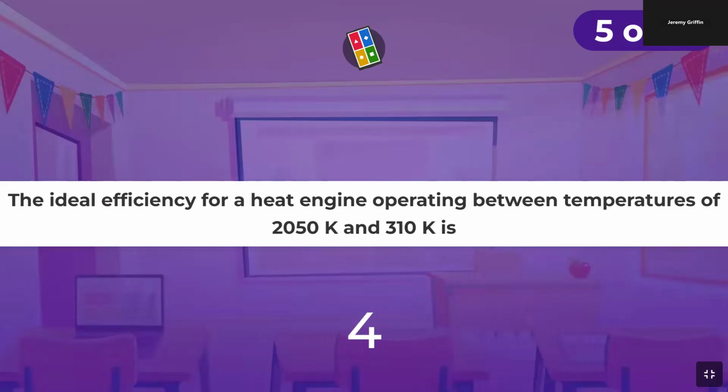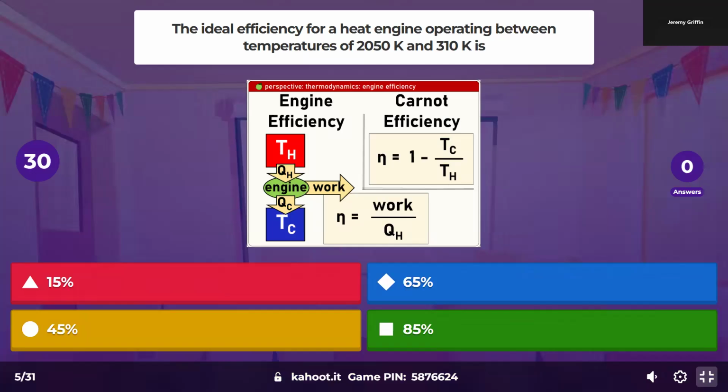Ideal efficiency for a heat engine operating between those temperatures. Notice I gave you Kelvin temperatures, which is really nice. Guys, look at this ideal efficiency formula right here: 1 minus TC over TH. So can you guys in your calculator do 1 minus 310 over 2050? Go ahead and do that. It should give you a decimal.